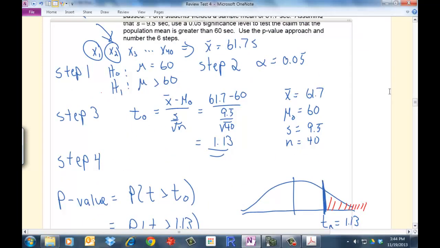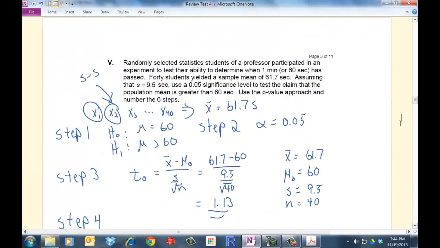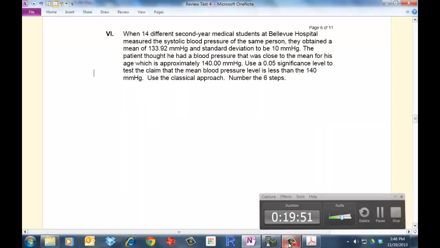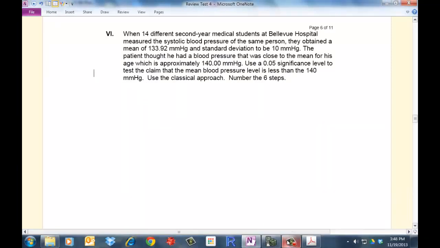And so let's go back up here, and we fail to reject means that we do not have sufficient evidence to support the researcher's statement. So there is not sufficient evidence to support that the mean is greater than 60. Okay, we'll move on to question number 6.